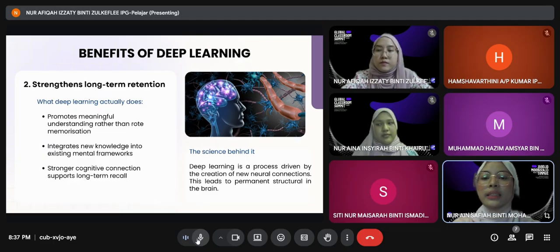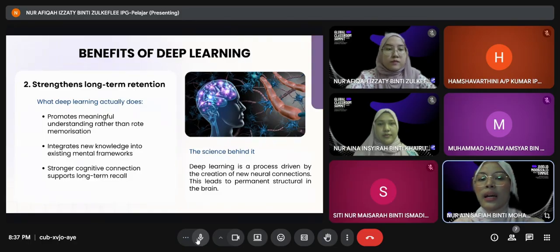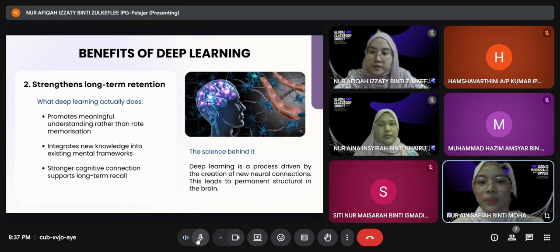So, first thing that you have to know is deep learning is a long process. It takes a lot of time and effort. It is a process that aids you to build lasting structure in your brain that will promote meaningful understanding rather than rote memorization, and only then you can remember what you have learned for a long time. So deep learning also allows your brain to organize or integrate new knowledge into existing mental frameworks.